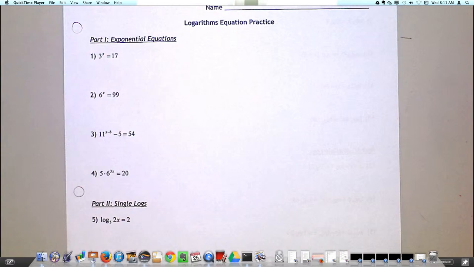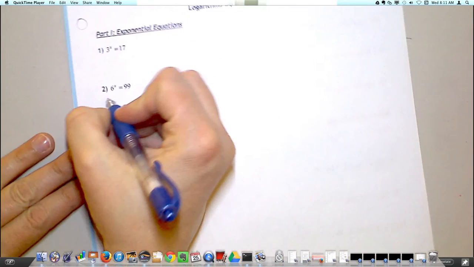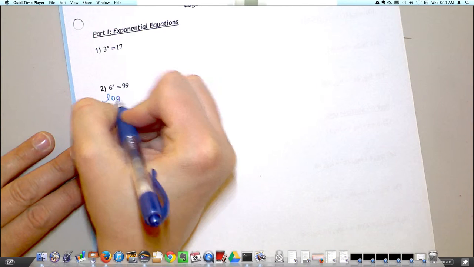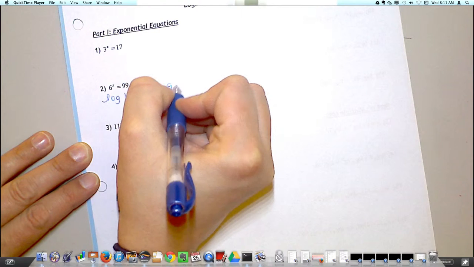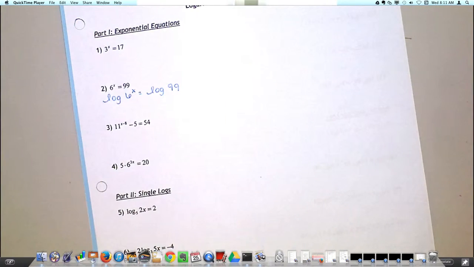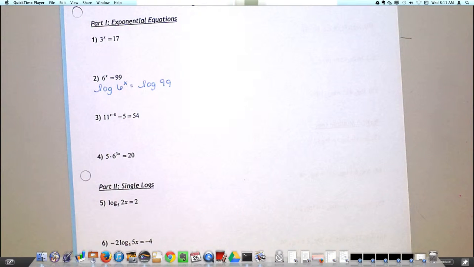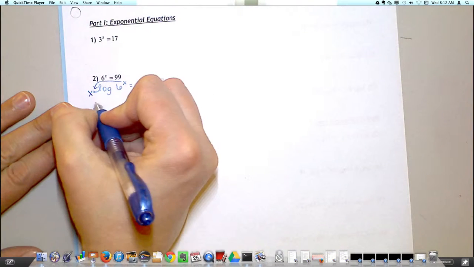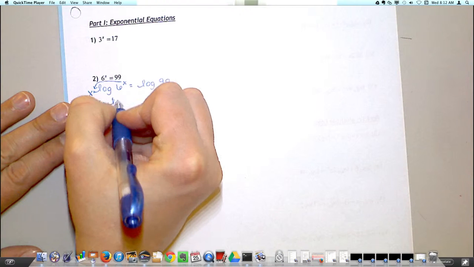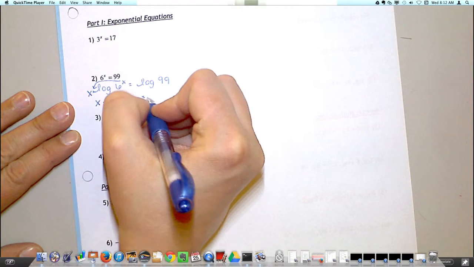Okay, so I'm going to take the log of each side. So I'm going to say log of 6 to the x equals log 99. So pretty much I just put a log in front of each one of those. Okay, why is that good? Why do I like what I just did? Because now I can move the x, right? I can put the x where? There we go. I can move the x down here because of that property we learned last week. So now I have x times the log of 6 equals the log of 99.